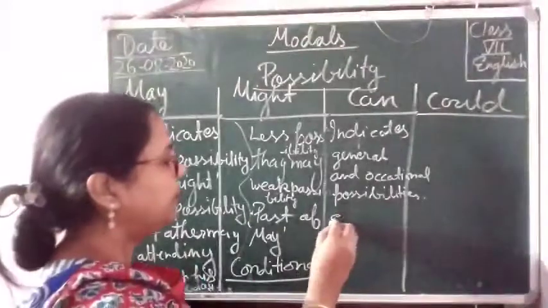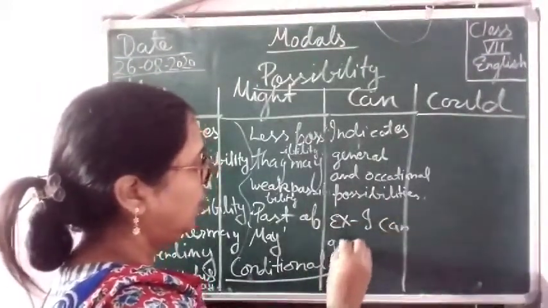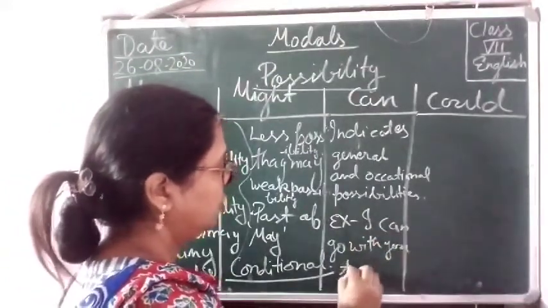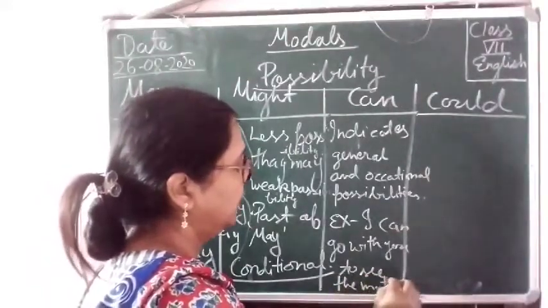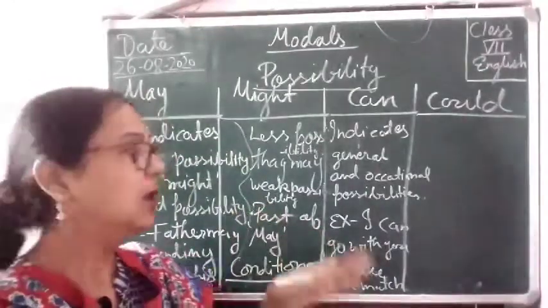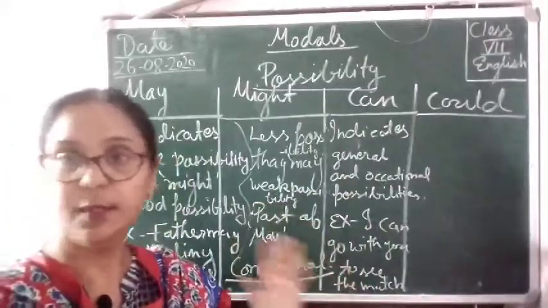So in the example we can write, I can go with you to see the match. Here you can see it is showing the general and occasional possibility. So it is used there.